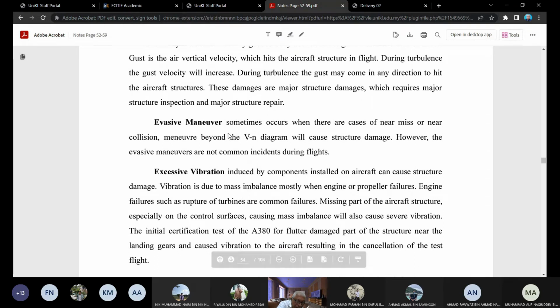Excessive vibration is also another problem. Aircraft vibration is induced due to installed components, primarily because of engine failure or propeller failure. They become unbalanced. The unbalanced rotating parts will cause severe vibration.